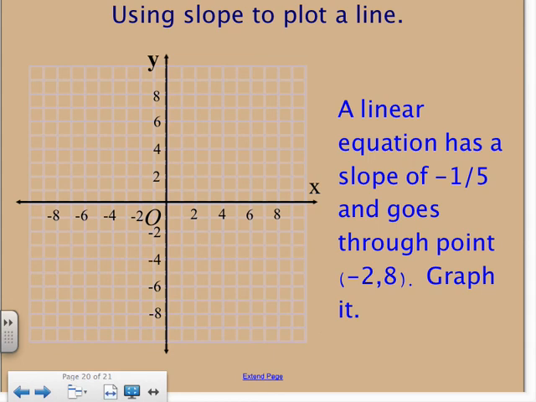All right, so we got -2, 8. So we're starting up there. Make sure you have the right starting point. Slope of -1 over 5. So -1, we go down 1, and then over 1, 2, 3, 4, 5. Down 1, 1, 2, 3, 4, 5. So my line's looking like this, not super steep.